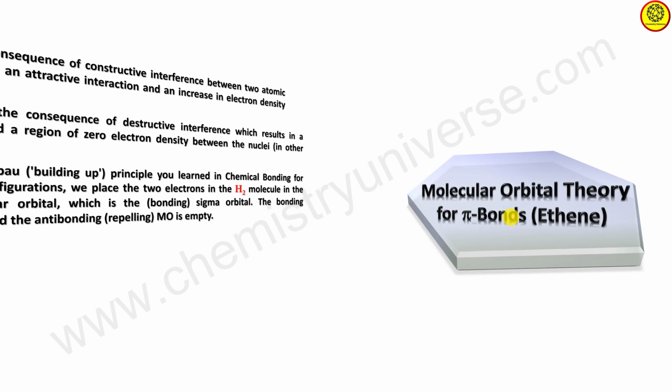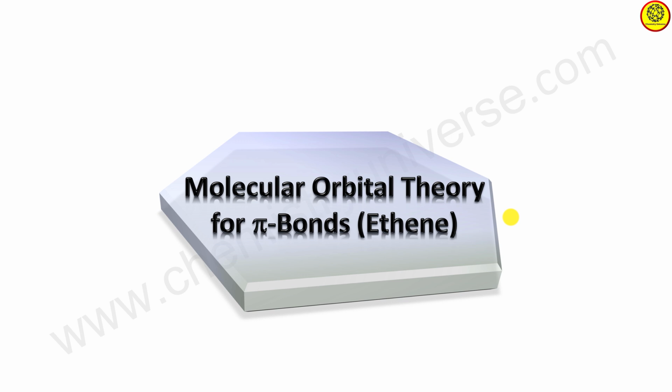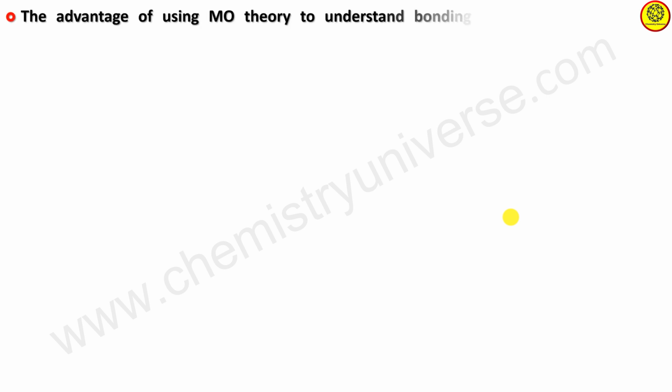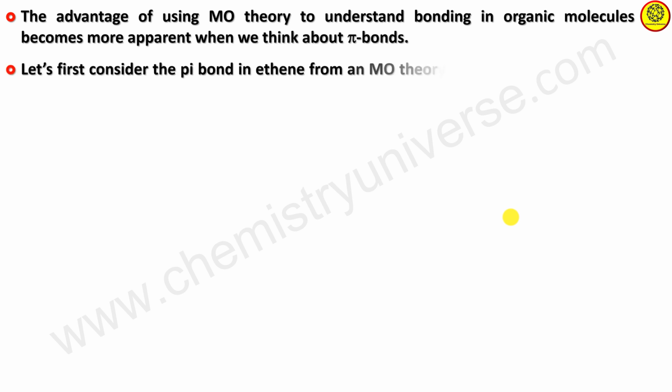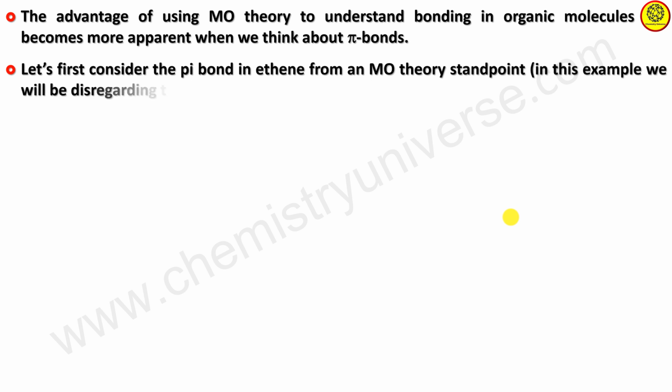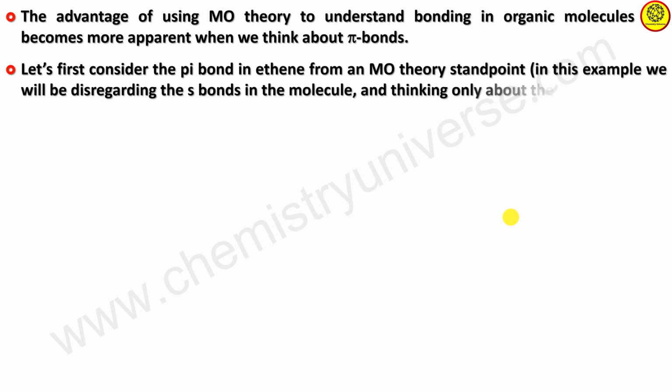So now let's figure this out for the ethene molecule. We are looking at the pi bonds now. I'm only going to show you the pi bonds and not the sigma bonds between the carbon atoms and the carbon and hydrogen atoms. The advantage of using the MO theory to understand bonding in organic molecules becomes more apparent when we think of pi bonds. Let's first consider the pi bond in ethene from an MO theory standpoint, and in this example, as I said, I'll be disregarding the sigma bonds in the molecule, and thinking only about the pi bonds.